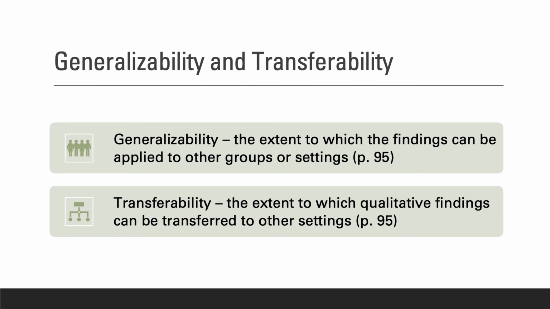Generalizability is the extent to which the findings can be applied to other groups or settings. And transferability is the extent to which qualitative findings can be transferred to other settings. I hope this brings you a little bit of understanding and guides you through the important aspects of the chapter.